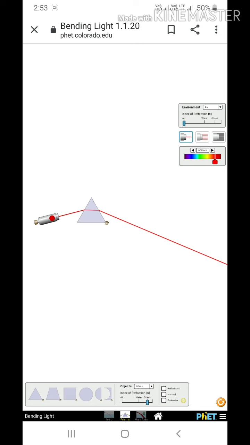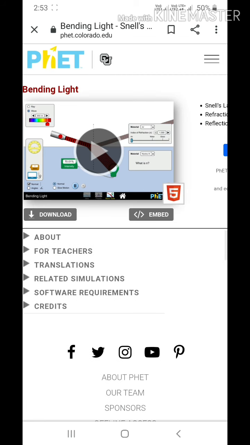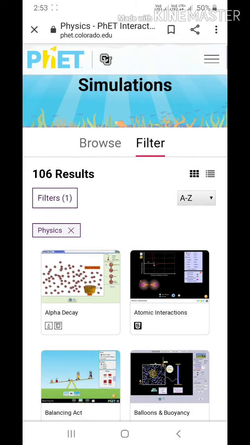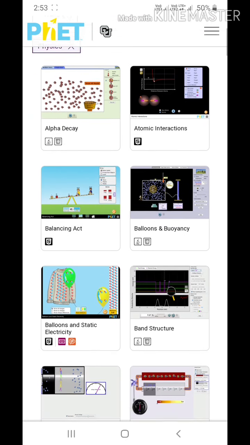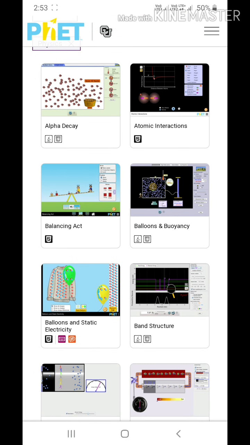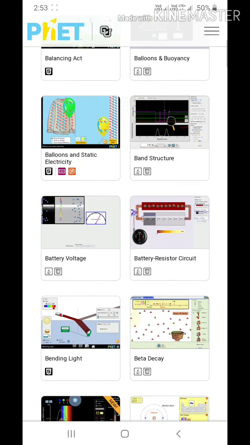So these are very useful interactive simulations. A student can explore thousands of possibilities, overcome certain doubts and come to a conclusion. It will ignite their critical thinking also.